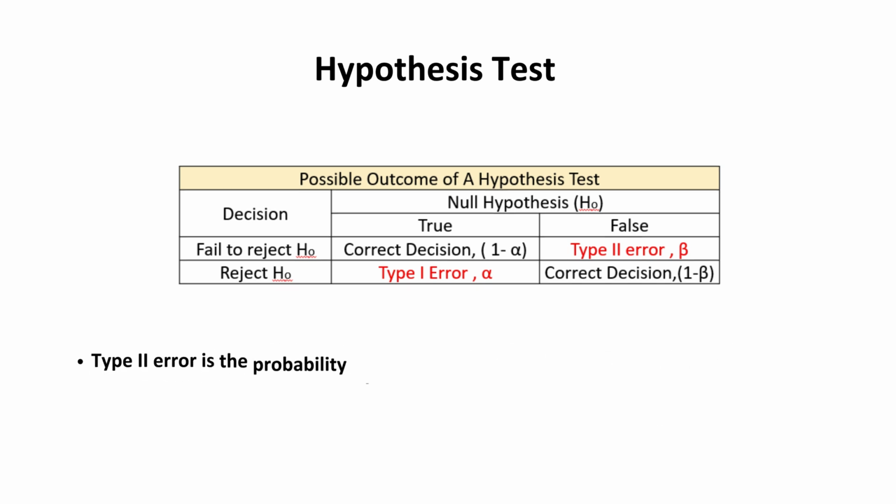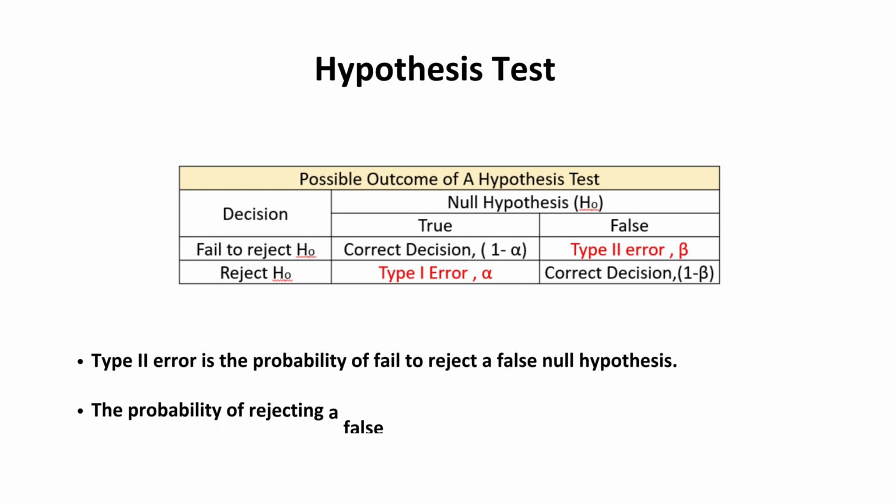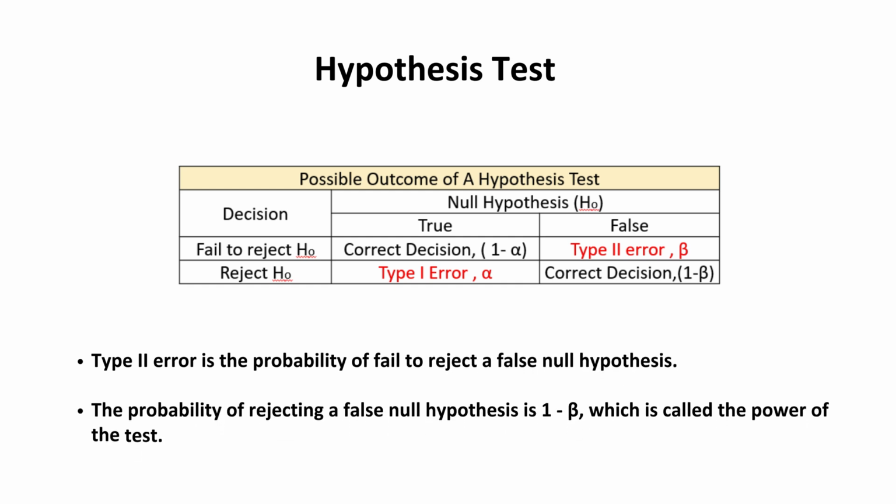In statistical hypothesis testing, a type 2 error occurs when the null hypothesis is not rejected when it is false. This means that the test fails to detect a real effect or relationship that exists in the population.